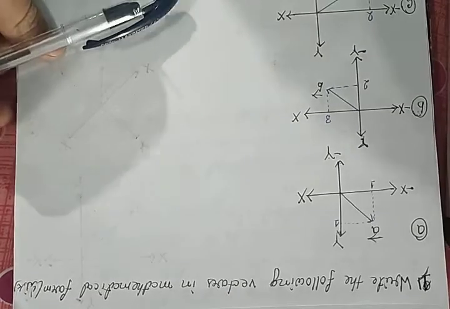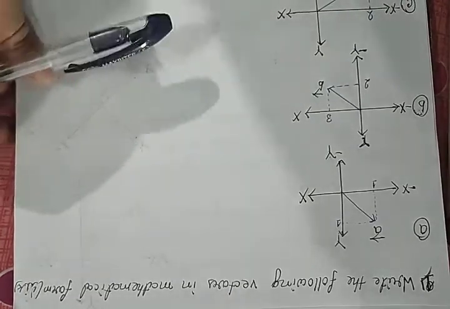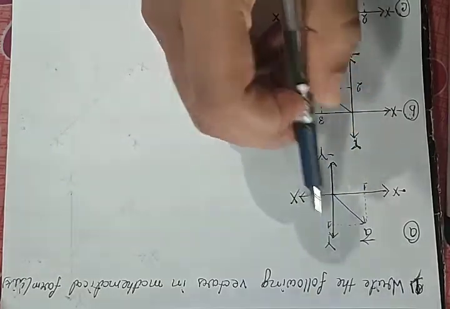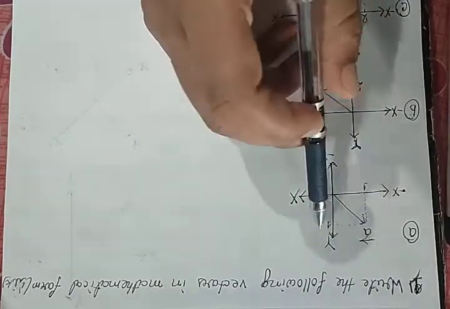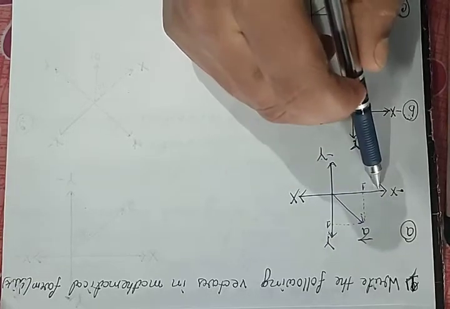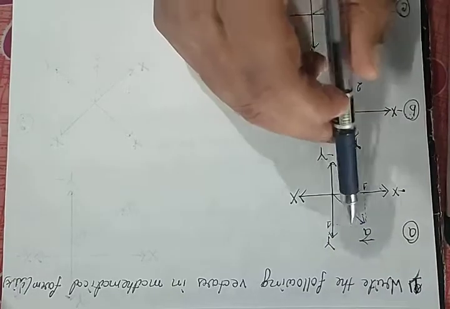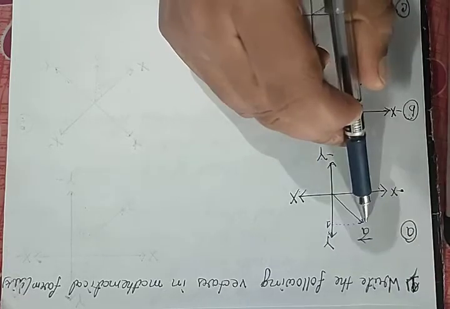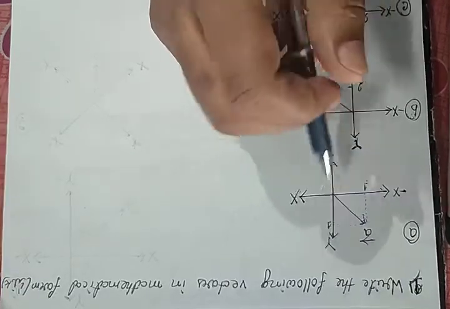So the question is: write the following vectors in mathematical form. That means in terms of i, j, k. Vector A is given on the x axis and y axis. The vector A is lying between the positive y axis and the negative x axis. The value of vector A along the positive y axis is 1, and the value along the negative x axis is 1.